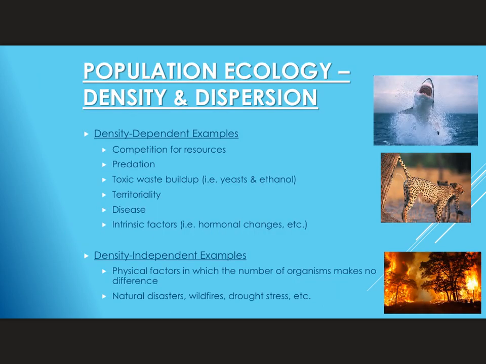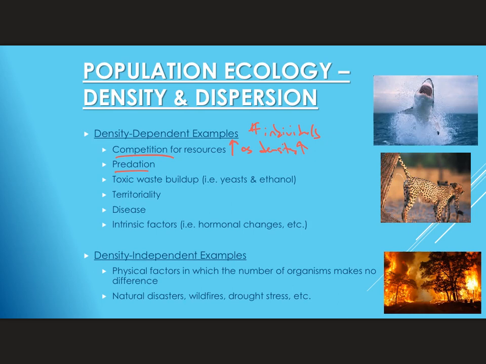Density-dependent limiting factors are things, again, where the number of individuals makes a difference. So, for instance, competition. Competition will increase as density increases. The more organisms there are, the more likely they are to compete with each other. Predation, same idea. The more predators there are, or the more or less prey there are, the more that's going to change the size of your population.